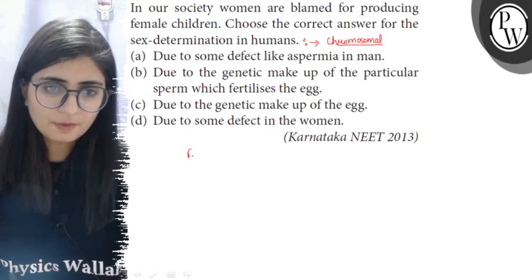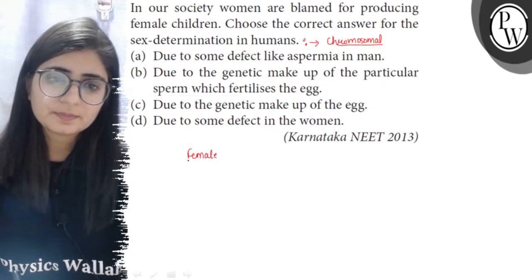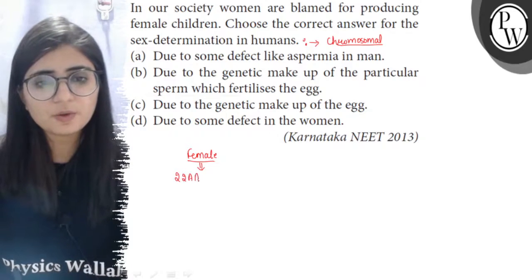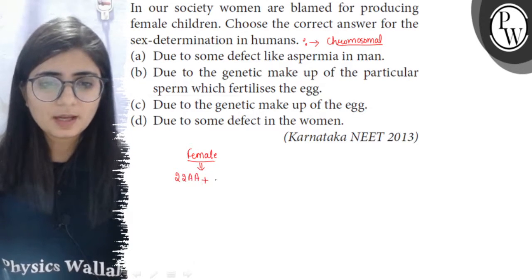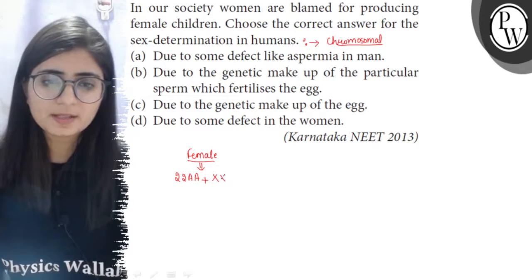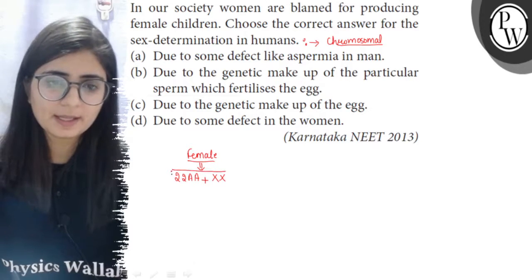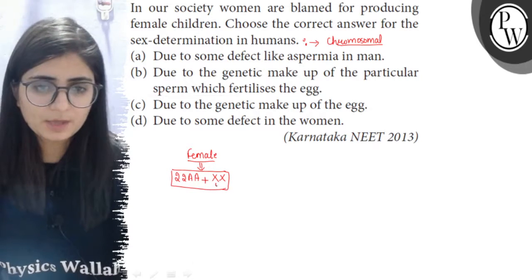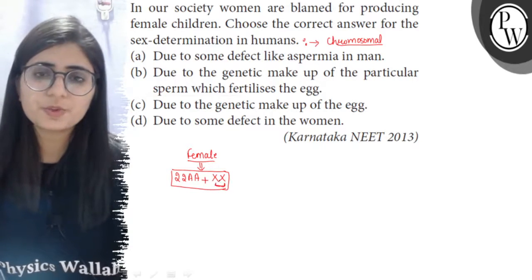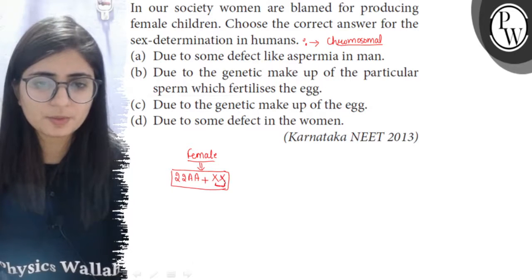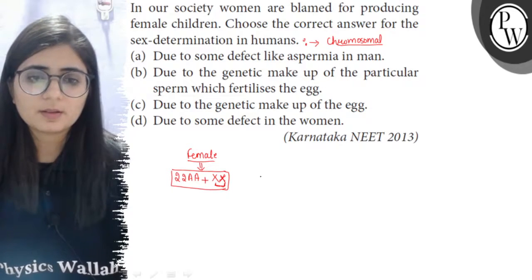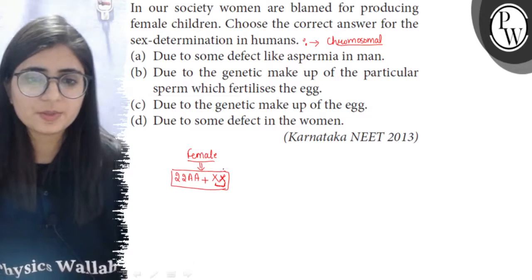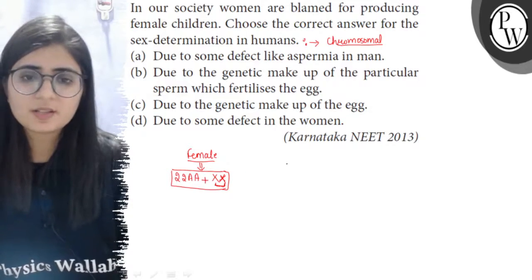Now a female, in each cell there are 22 pairs of autosomes and one pair of sex chromosomes, and these two sex chromosomes are identical and these are given the name XX. So in females, two X chromosomes are there. These are two homologous chromosomes which are responsible for determining the sex. So these are called the sex chromosomes or allosomes. So there are a total of 46 chromosomes.